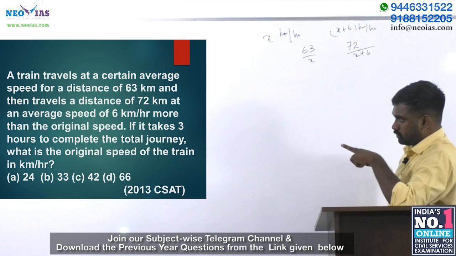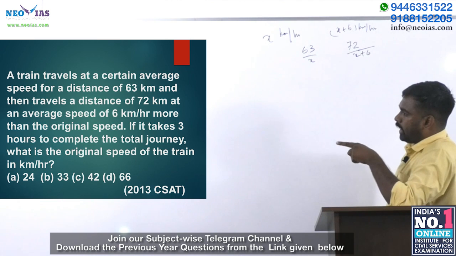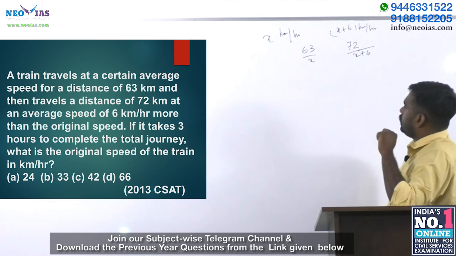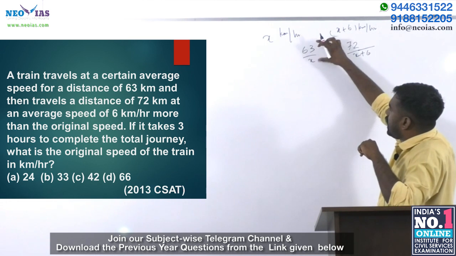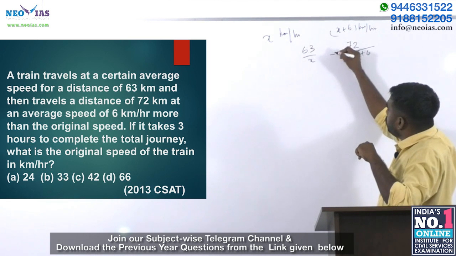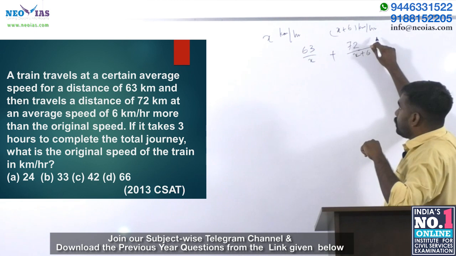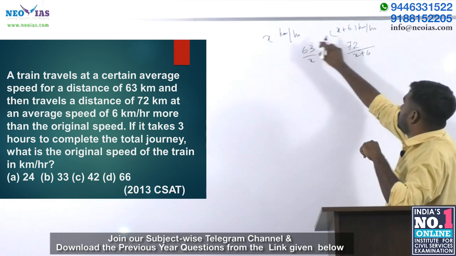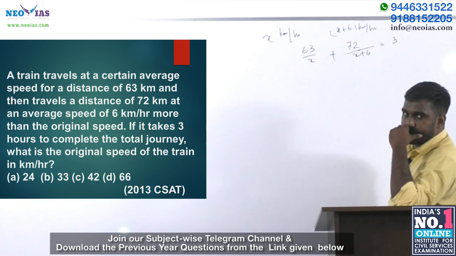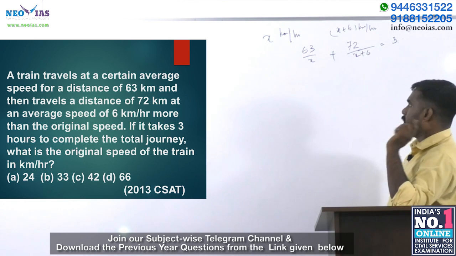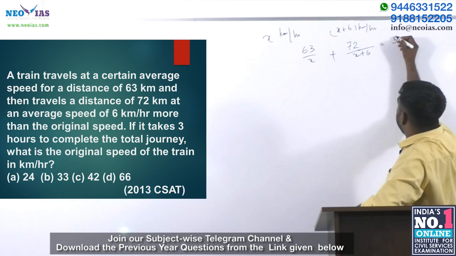Right. What is the total time it takes to complete this journey? It takes 3 hours. So this is the time taken to travel 63 km, and this is the time taken to travel 72 km. Total to travel 63 plus 72, it took 3 hours. That is the question, right? Now the concept is simple, but here we need to do some calculation.